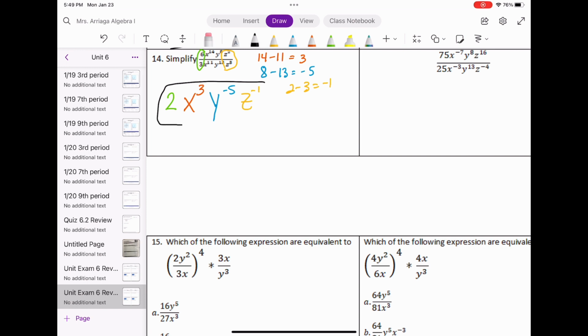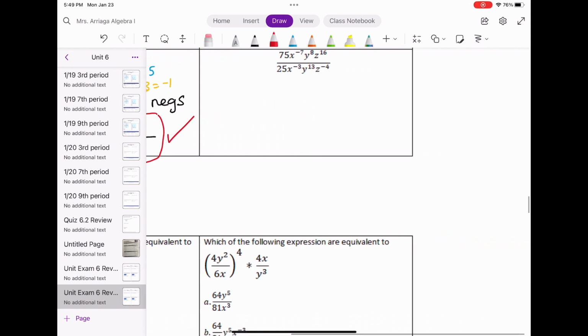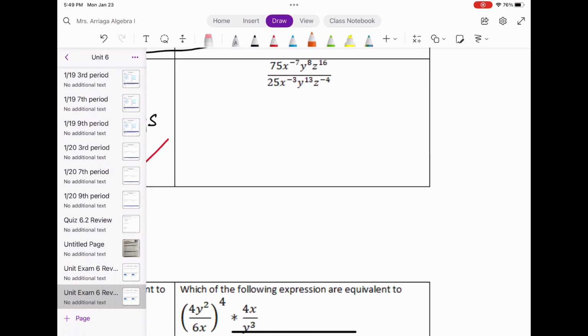And we're almost done, but remember that we never keep negative exponents. So let's change those to positive. What I do is I draw a line and then decide what stays on top and what goes to the bottom. That 2 is a positive exponent, so I keep it on top. That x has a positive exponent, I keep it on top. That y has a negative exponent, so I move it to the bottom, and now it becomes a positive 5. And that z has a negative 1, so I put it in the bottom, and now it becomes a positive 1. And that's the answer. Try doing the next question and see if you get it.